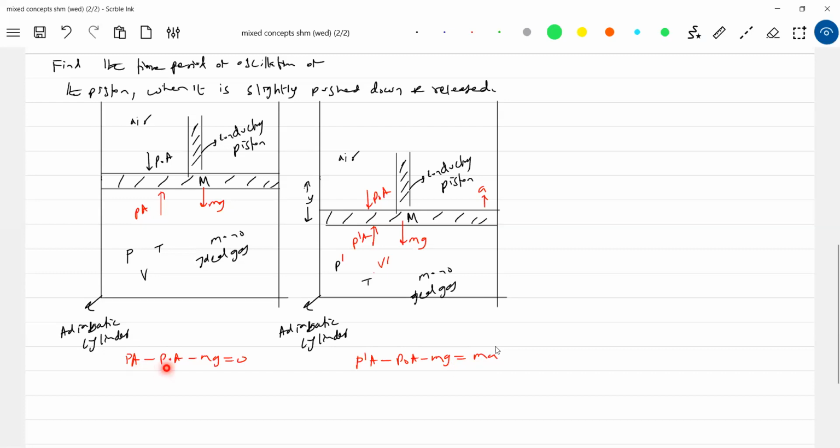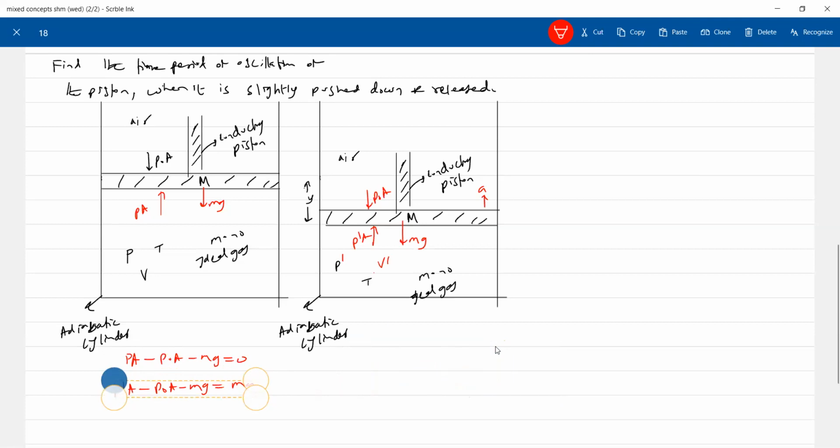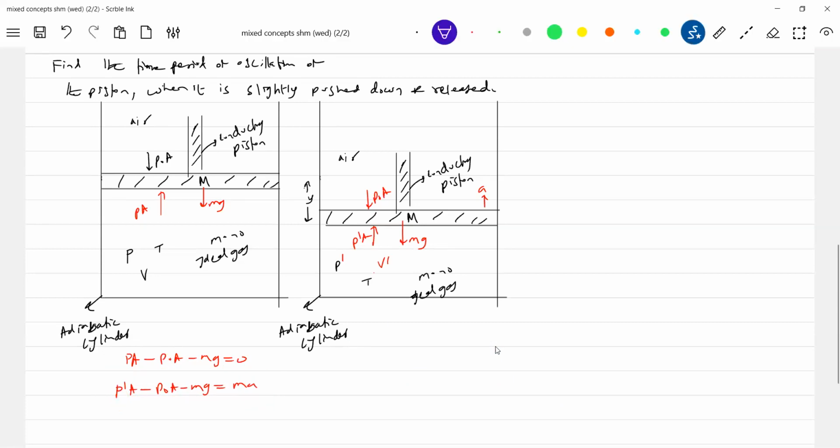Let's do one thing. What is P naught A minus mg? You can write it as PA. So everything, shall I bring it? So P dash minus P into A equals ma. What is P dash minus P? It will be dP, the change in pressure.